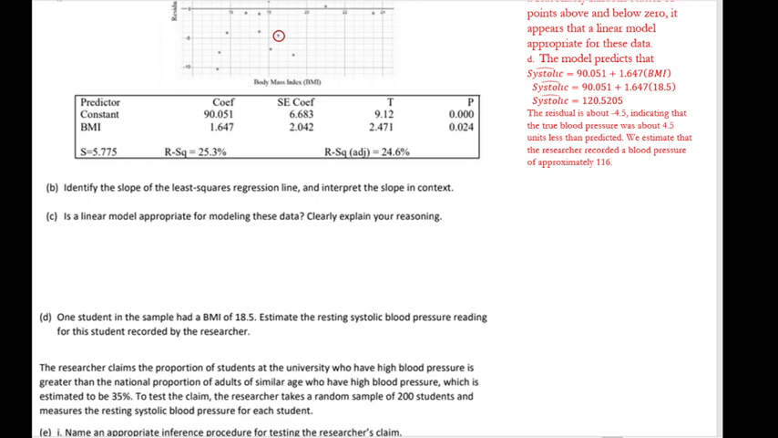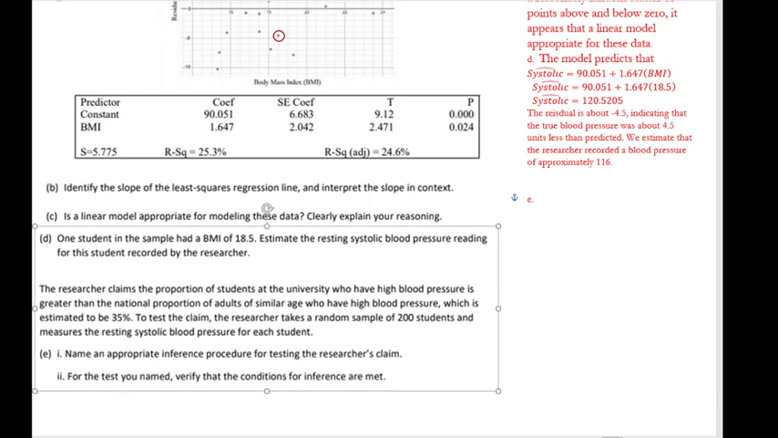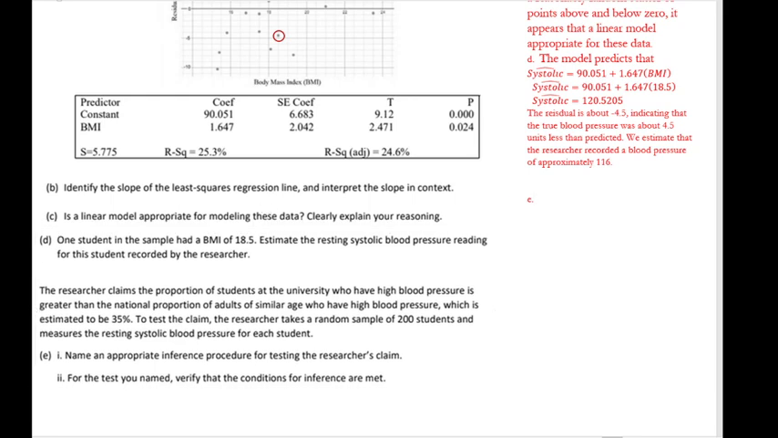All right, getting ahead to part E here. Let's go ahead and move that up. The researcher claims that the proportion of students at the university who have high blood pressure is greater than the national proportion of adults of similar age who have high blood pressure, which is estimated to be 35%. To test this claim, the researcher takes a random sample of 200 students and measures the resting systolic blood pressure for each student.